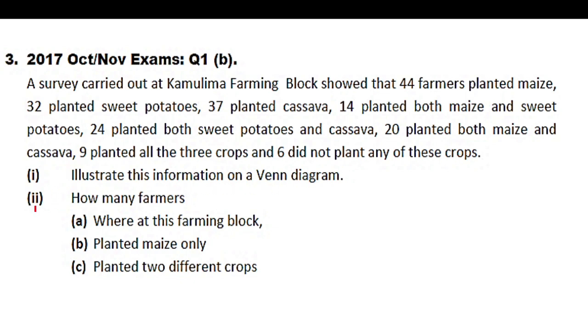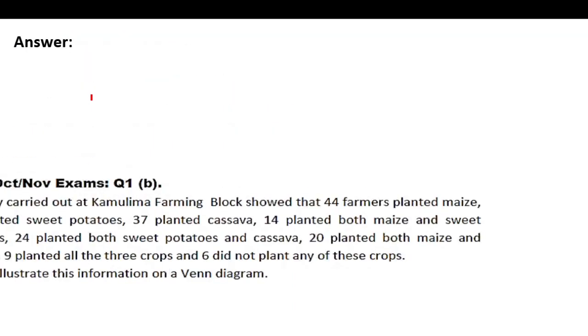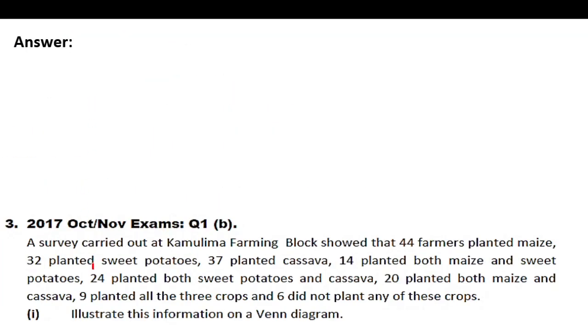2. How many farmers A. were at this farming block? B. Planted maize only. C. Planted 2 different crops. So let's go and see how we can answer this question. So, answer. Bring back the question down here and leave a space here for working.